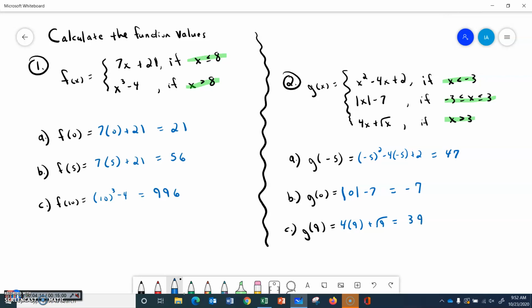So it's important to keep in mind that even though piecewise functions have multiple pieces, when you plug something in, there's supposed to be a function and still only give you one distinct answer back.